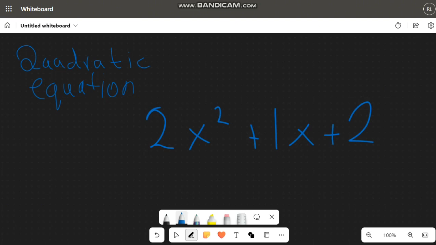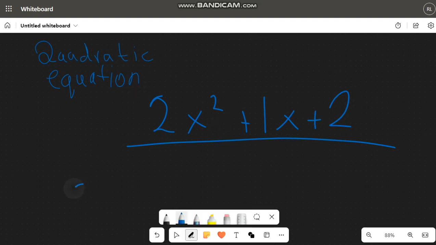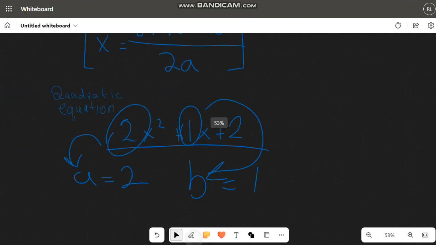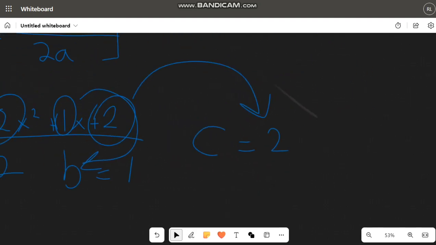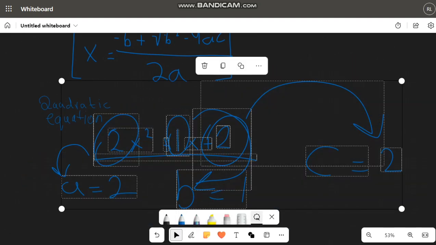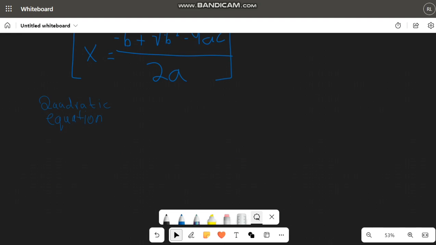And in this, a would be 2, because this 2 would be a. B equals 1, because this 1 would be b, and c would be 2, because this 2 equals c. But we're going to be talking about other equations, not this one, because this one would be way too easy. Okay.